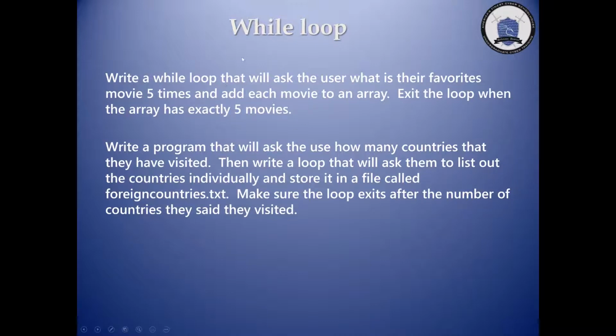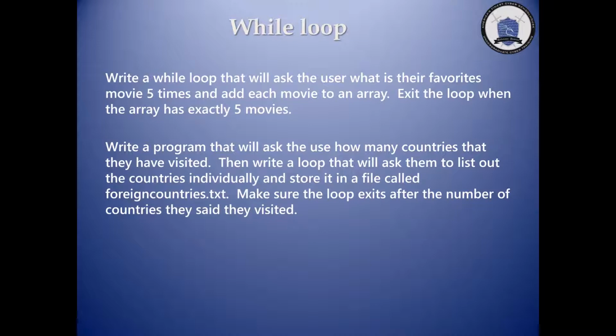All right, so here's a couple examples I want you to look through. See if you can figure it out, and then after we pause, I'll show you how I would attack each of these problems. The first one is you're going to write a while loop that will ask the user what their favorite movie is 5 times. And then you're going to add each movie to an array. And I want you to exit the loop when the array has exactly 5 movies.